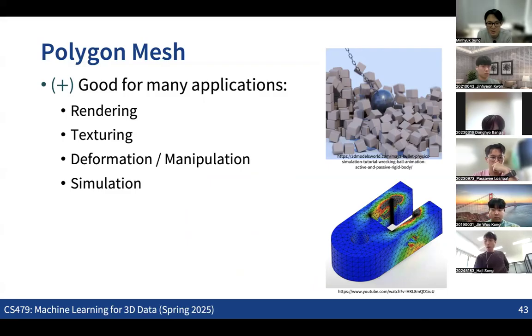But what are the disadvantages of the mesh representation? So the question is: what are the downsides of the mesh representation, especially when you consider making architectures, neural networks, for encoding and decoding meshes?